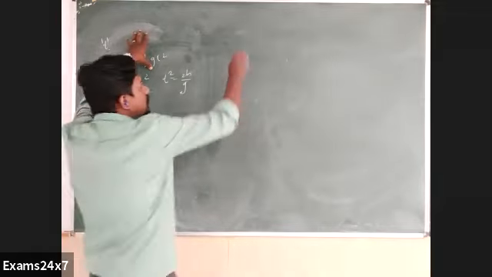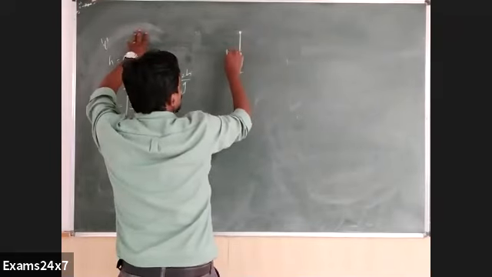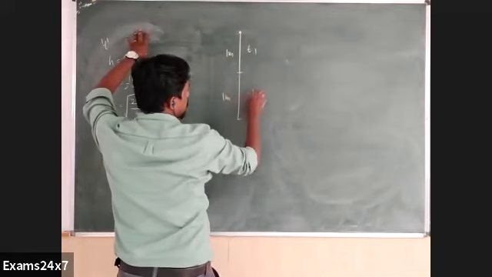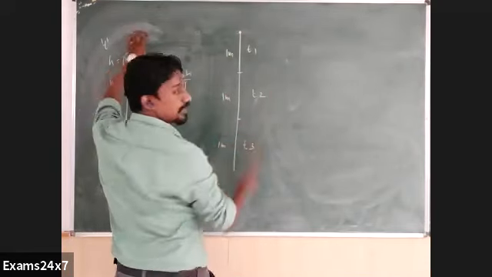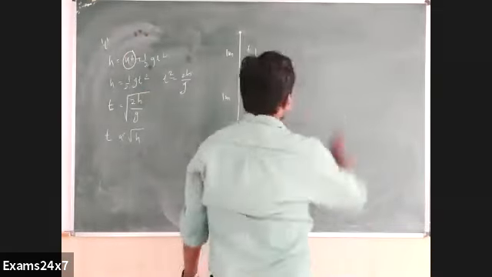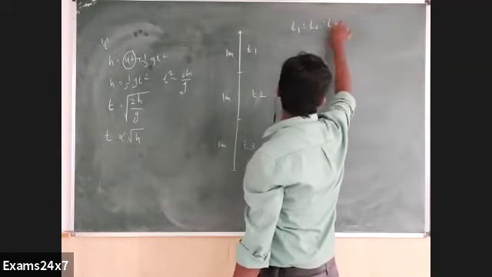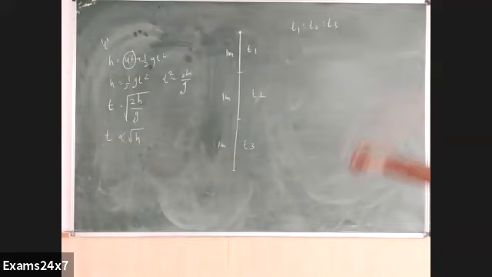That means dropped from height h. First 1 meter, time taken is t1. Next 1 meter, time taken is t2. Next 1 meter, time taken is t3. You are asked to find t1 is to t2 is to t3. Draw the diagram and mark what is asked, so it will be easy for you to understand. Fine. How to find?